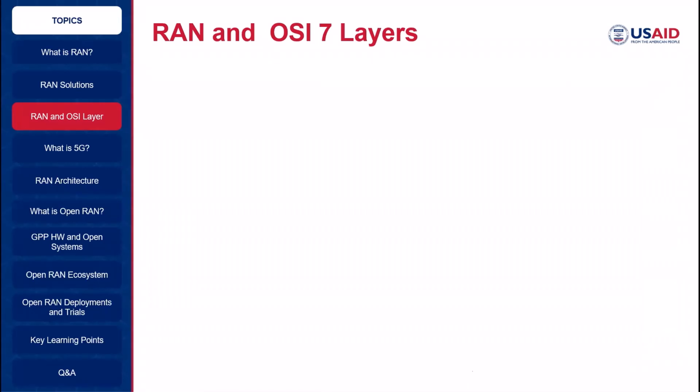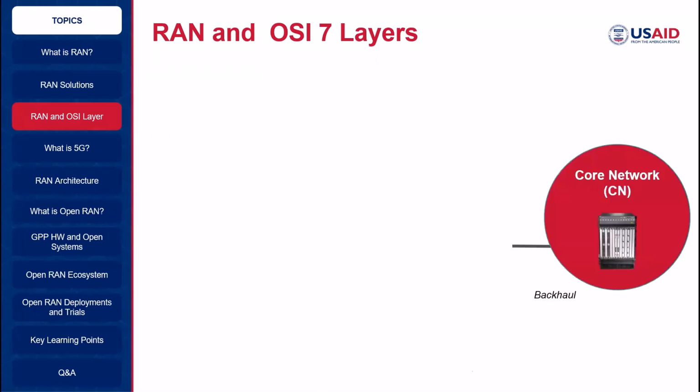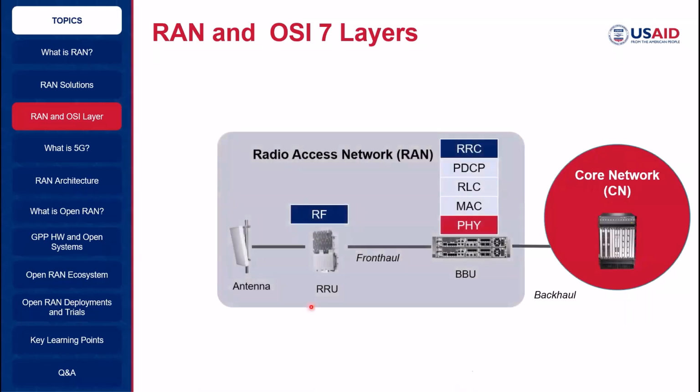So let's take a look and map it to our equipment. For example, we have the core network, and then you have the BBU, and then you have the RRU, and then you have the antenna, right? When we map it in the OSI layer, we have layer 1, layer 2, and layer 3 here. So the BBU is a layer 2 and layer 3 equipment, and the RRU, most of the time, is a layer 1 equipment. So RF and the physical layer.